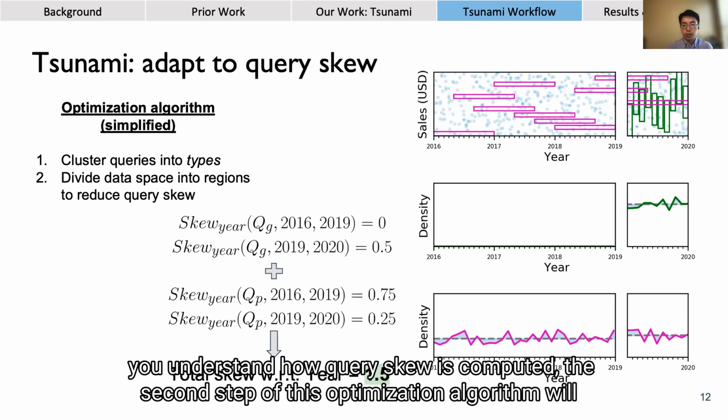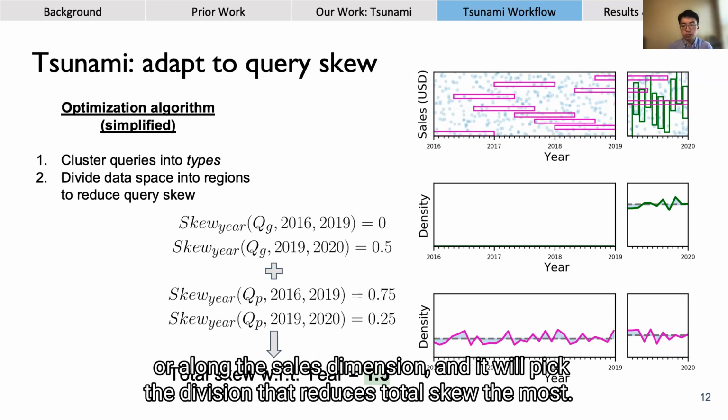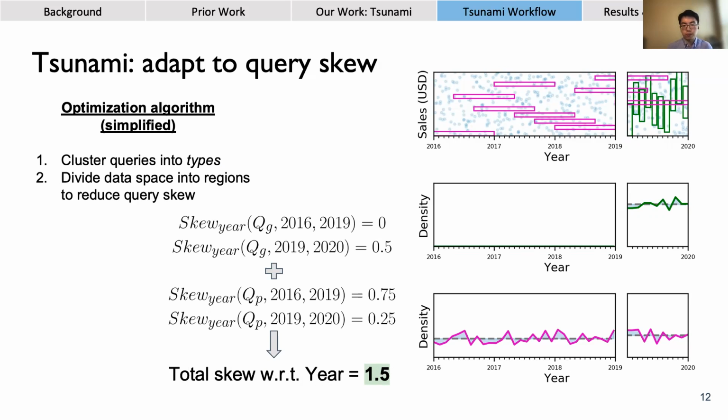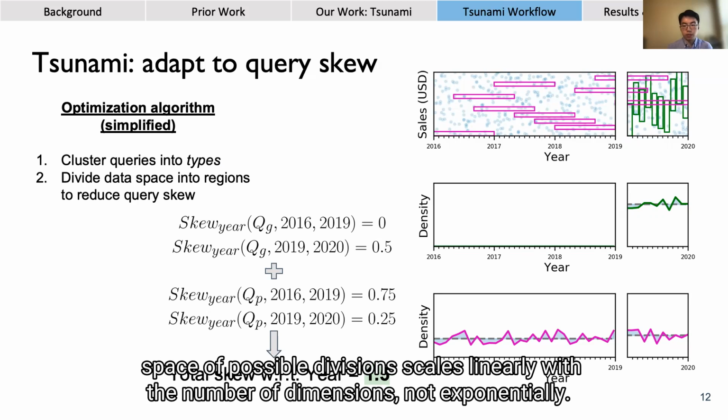So now that you understand how query skew is computed, the second step of this optimization algorithm will essentially consider all possible ways to divide the data space, either along the year dimension or along the sales dimension, and it will pick the division that reduces total query skew the most. And one subtle point here is that Tsunami divides on at most one dimension at a time. So the search space of possible divisions scales linearly with the number of dimensions, not exponentially.